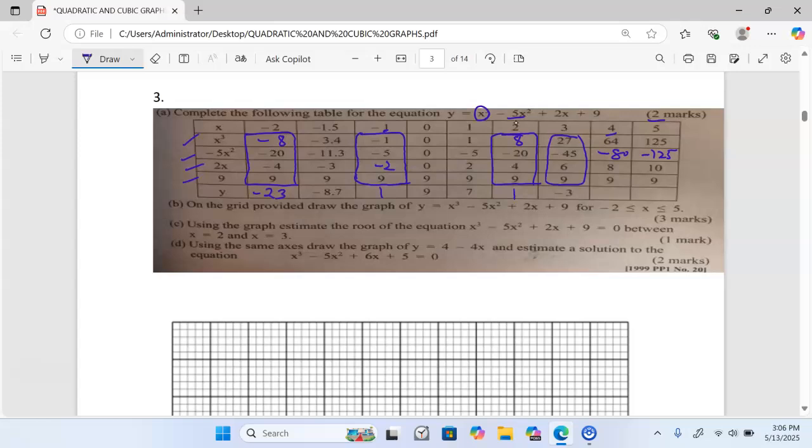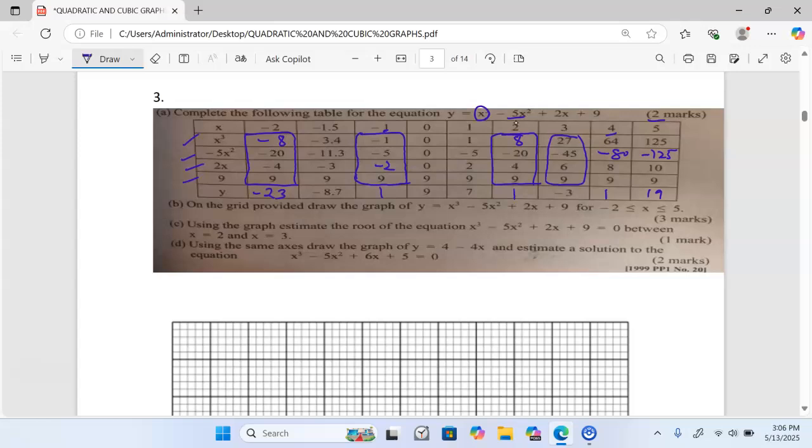Then 64 minus 80 plus 8 plus 9, this one will give us +1. And 125 plus minus 125 will give us a 0, such that we remain with 10 plus 9 giving us 19.